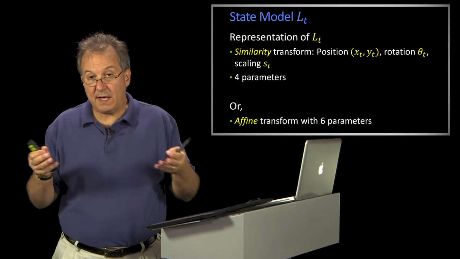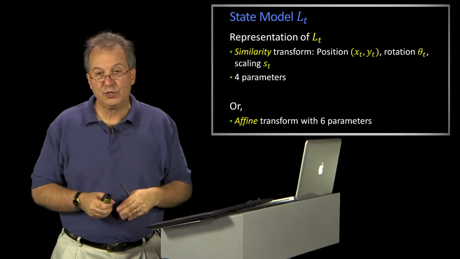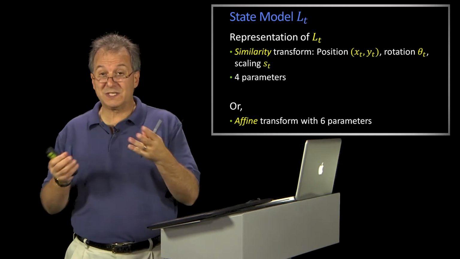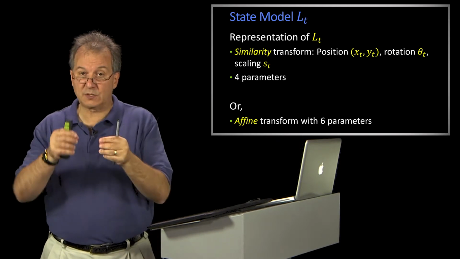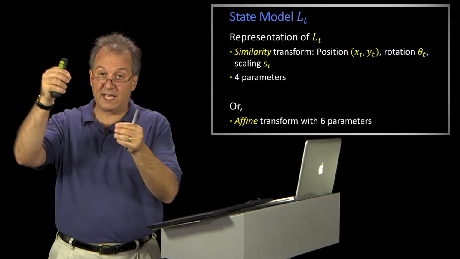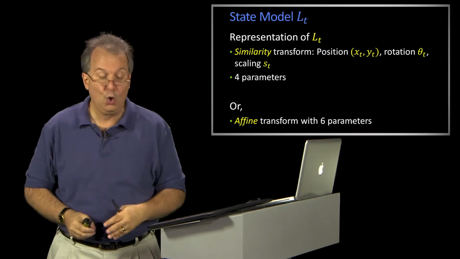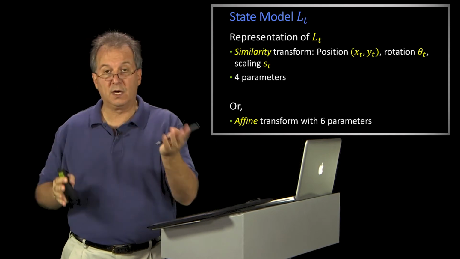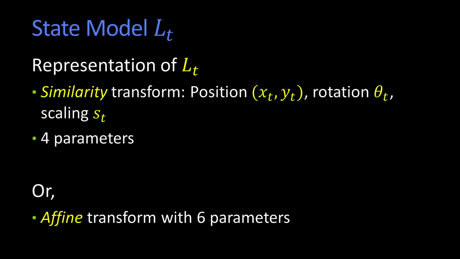Real quick, the state model, L of t for location. So you can use just xy if the thing is just translating. You can use a similarity transform, which is xy, rotation, theta, and a scale. That would be 4 parameters. Or you might do an affine deformation if you're going to allow things to skew a little bit. It doesn't really matter. You just have to have some model and some way of saying I'm going to be able to represent these elements.